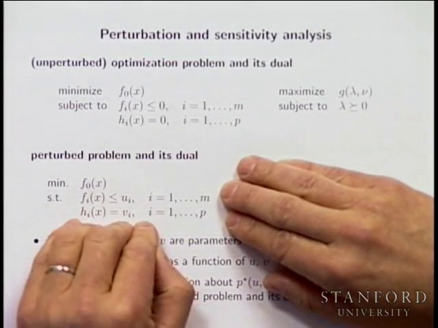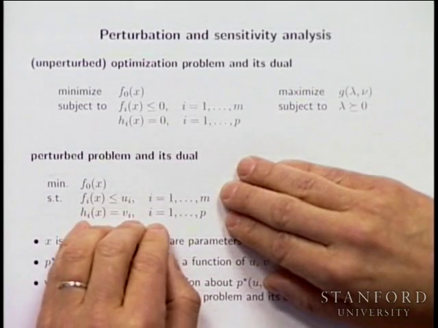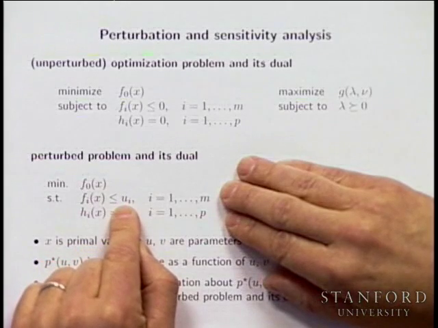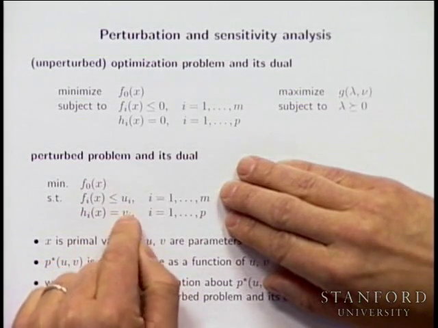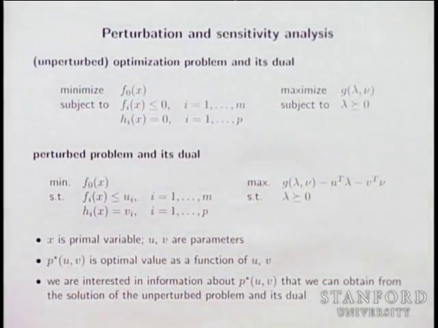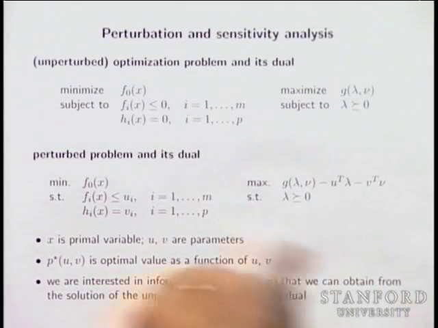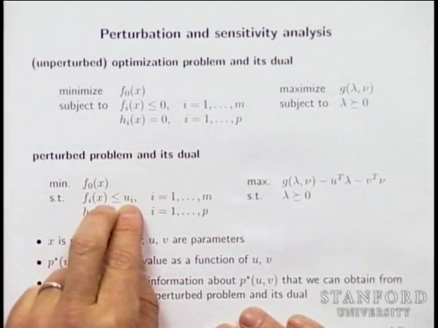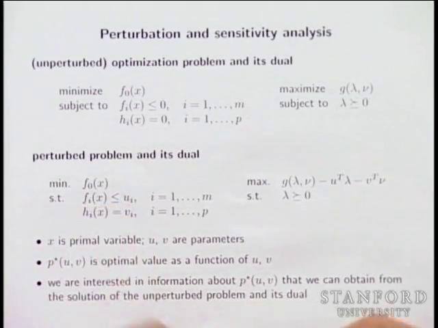But let's actually just stop and say what this perturbed problem means. If u_i is 0 and v_i is 0, this thing is the same as that. Now, if I increase u_1, if I make u_1 equal to 0.1, for example, then the way you'd say that is you'd say you have relaxed the first constraint. Because, well, you increase the feasible set. So you've relaxed it. Okay?